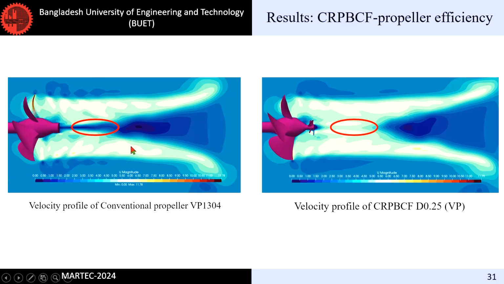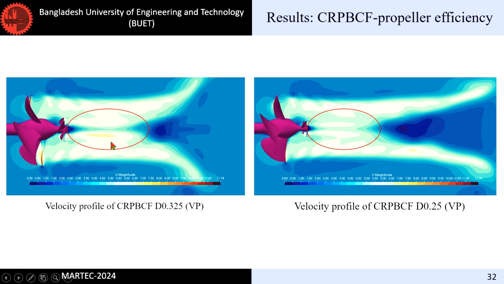As you can see on the left along the propeller axis, there is a loss in momentum here. However, for the contrarotating propeller-Boscap fin case, this loss is sort of gained back. And for the comparison of different diameters, as you can see, the larger diameter has a much higher momentum here. The velocities here are greater compared to the smaller one. This results in a higher increase in efficiency for the higher diameter.